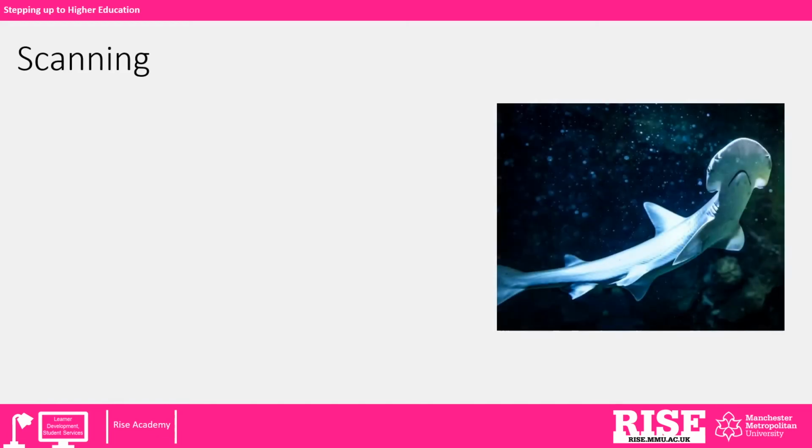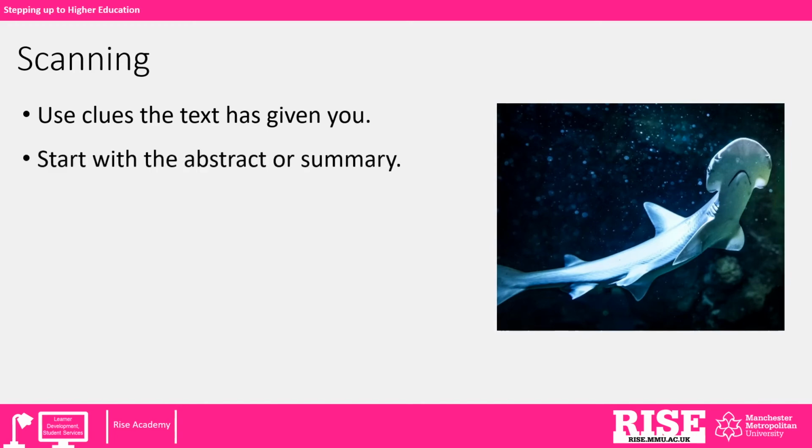Right, let's turn now to look at another reading approach. Let's look at scanning. You'll remember that I said scanning is a bit like a shark ripping through water very quickly. Scanning is all about using the clues that a text has given you so that you can read quickly and efficiently. You might start by reading the abstract or the summary of a text. Lots of texts have these. And what they provide is an overall summary of a text. So you can use these to see if a text seems relevant to your purpose or to any particular questions that you've got.